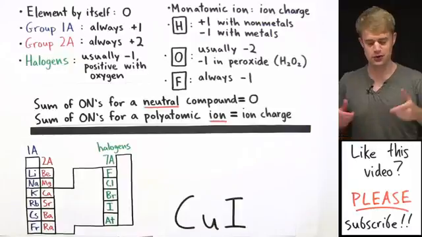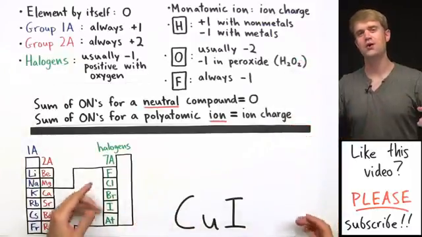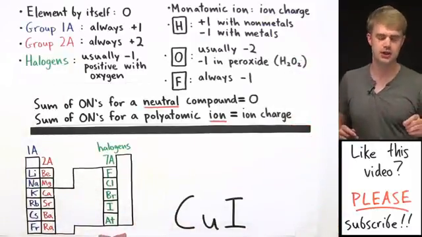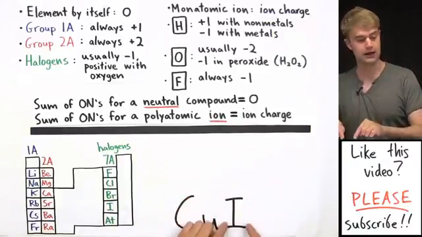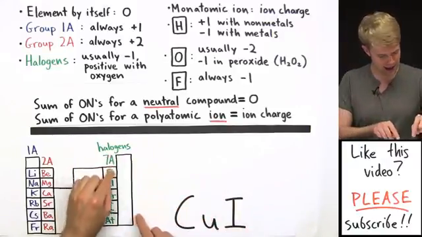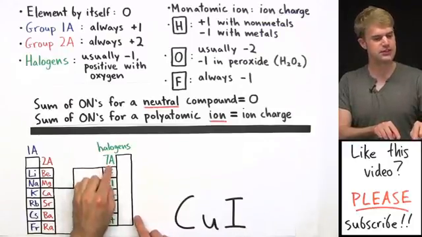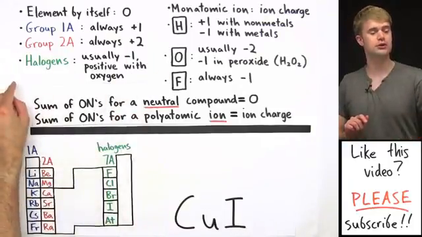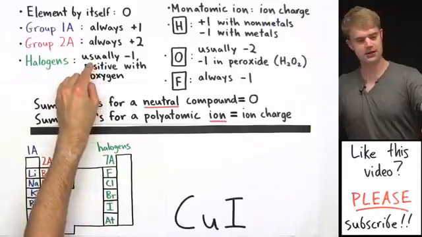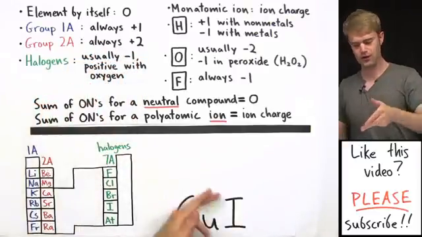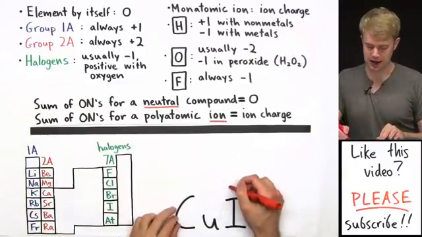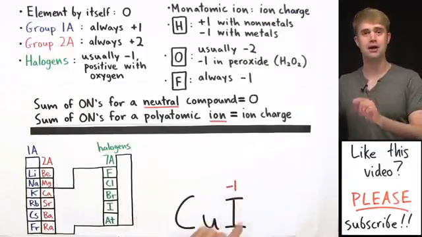CuI. So there's not a rule for Cu, which means that we're going to have to figure out its oxidation number by using what we do know. And that's going to be what we know about iodine here, I. I is a halogen. It's in this group here, 7A, and there's a rule for the halogens. The halogens usually have an oxidation number of -1, though they're positive with oxygen. We definitely aren't with oxygen here, so the oxidation number is going to be -1.